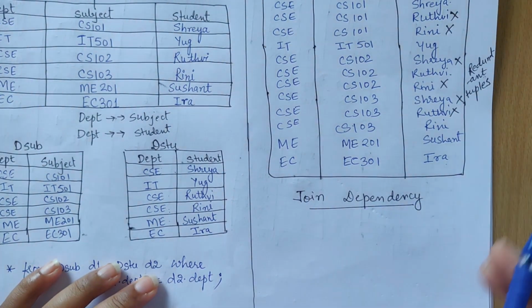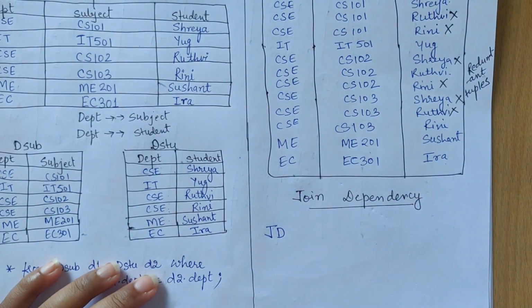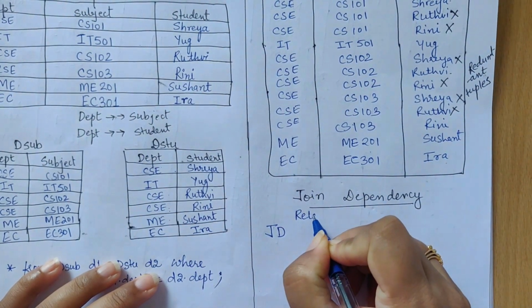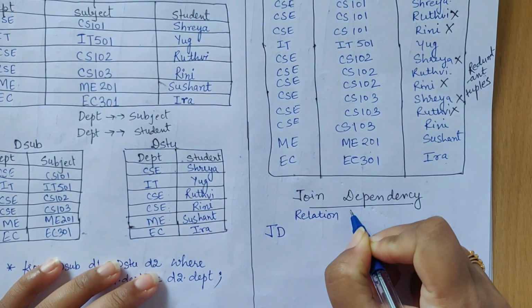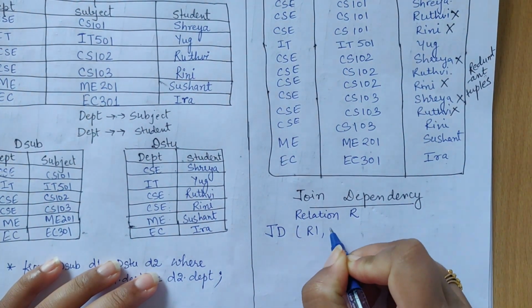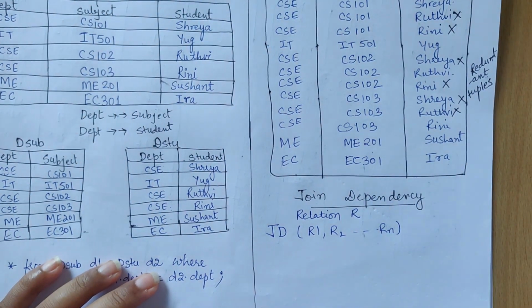A join dependency is denoted by JD. Now if I have a relation R, and we are decomposing it into R1, R2, like this till Rn.